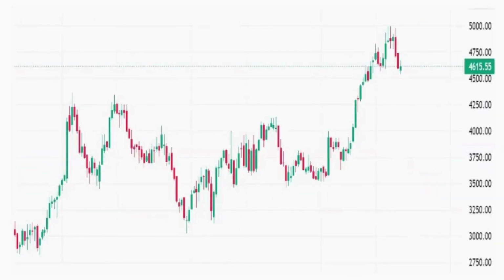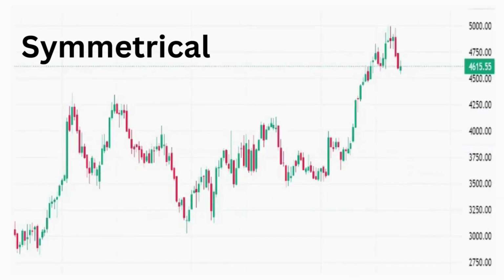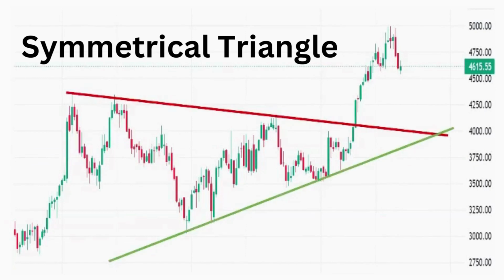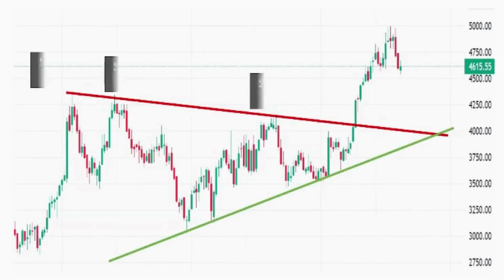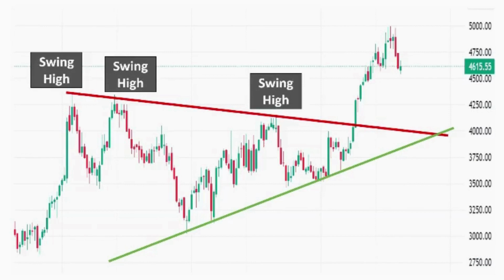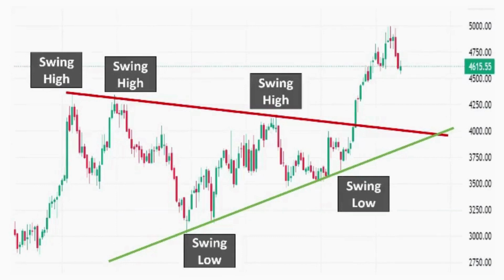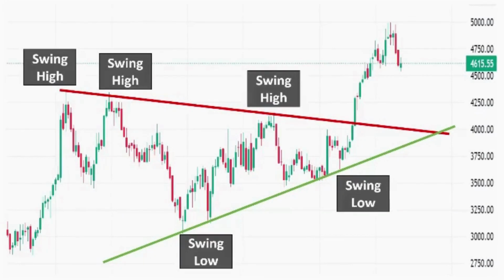Alright, so the next pattern that we have is the symmetrical triangle pattern. And in this pattern, we use two trend lines. The first trend line connects the swing highs that are formed by the price and basically acts as the resistance. The other trend line connects the swing lows and acts as support for the price. And here you can see that the price is continuously forming a pattern of lower tops and higher bottoms, which is very strange. And this simply means that the number of buyers and sellers in that stock are increasing simultaneously. And so the volatility in the market at the same time reduces.